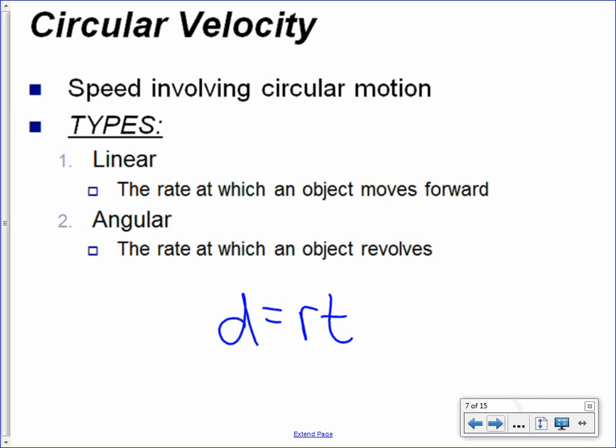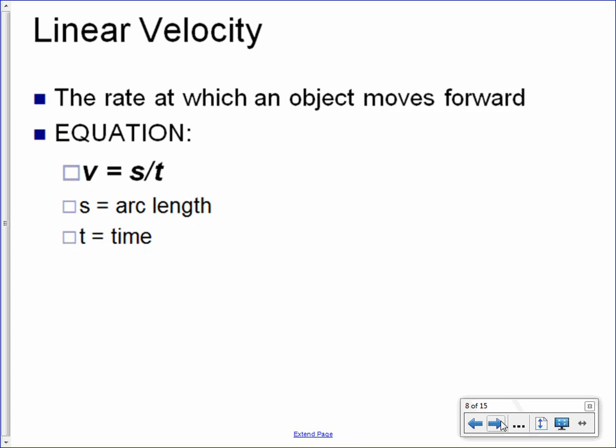All right, so let's talk about linear velocity first. I'm going to write up here distance equals rate times time. The rate at which an object moves forward. Velocity equals arc length over time. Let's just stop. Don't write anything down right now because I want you to understand where the V, S, and T are coming from.